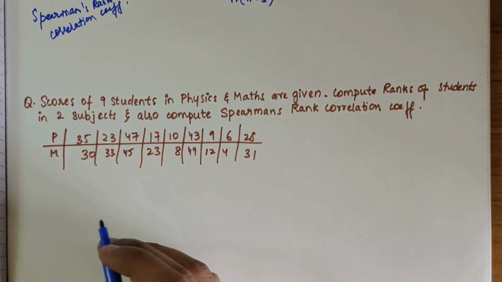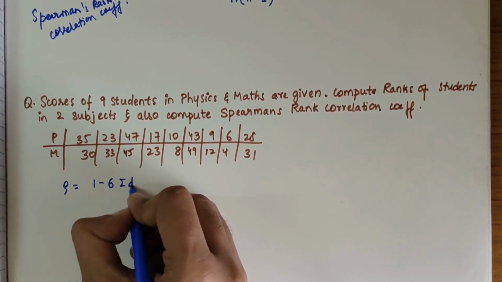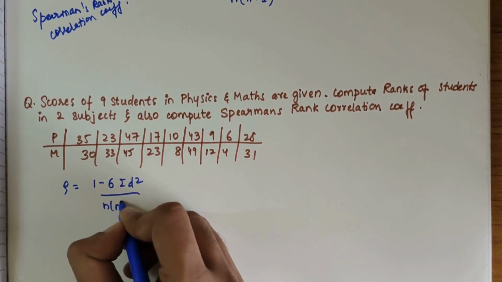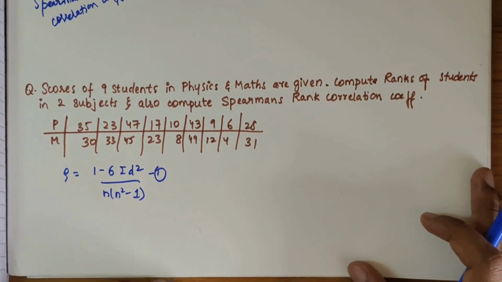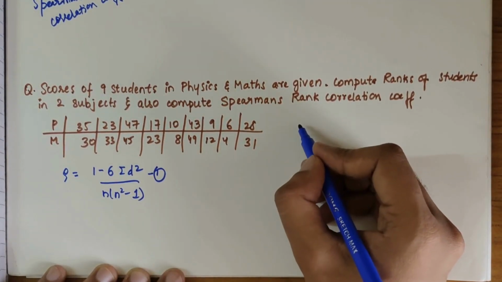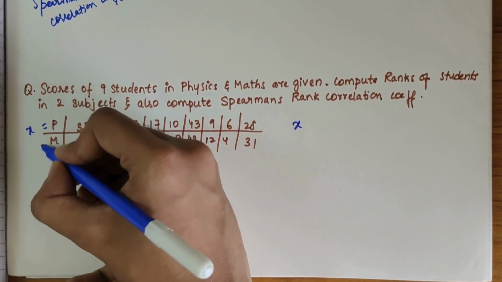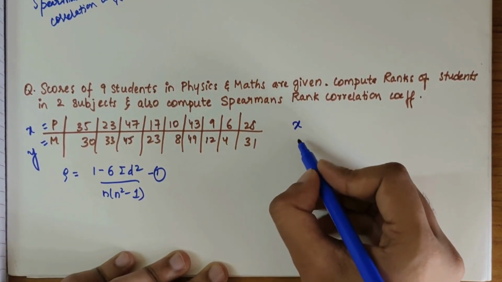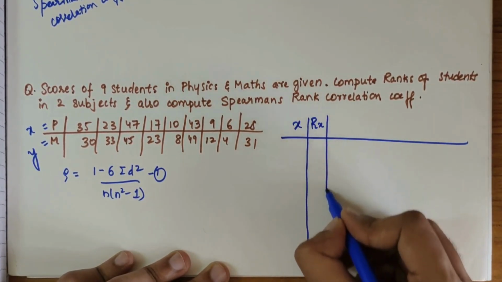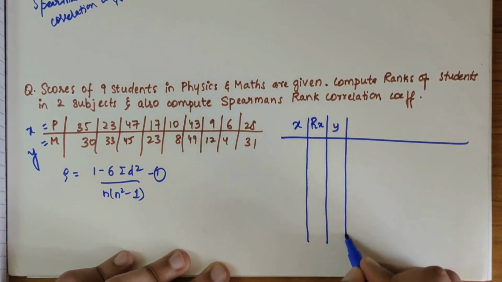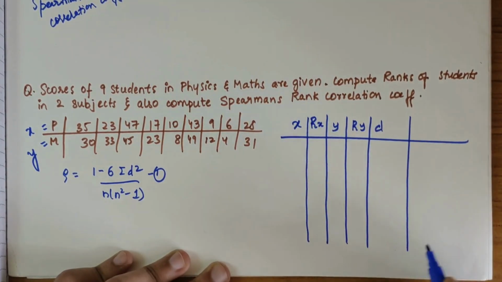Firstly, writing the formula: rho is equal to 1 minus 6 summation d square by n into n square minus 1. So this is our formula. Now let's compute a table with all the following data. Let us consider physics as x and maths as y for easy computation. So here are x, y, d, and d square.